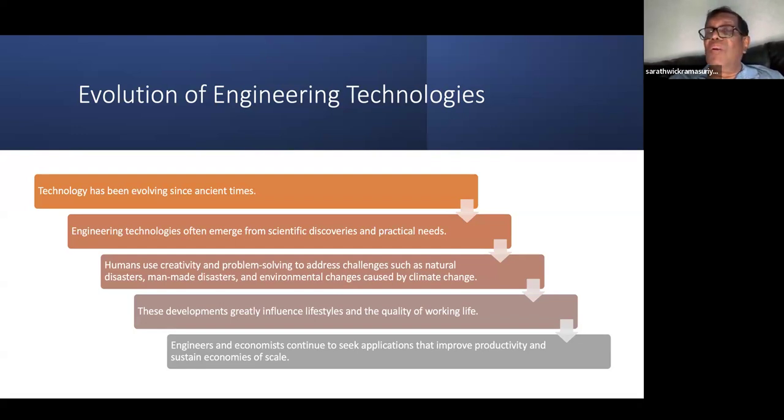And engineers and economists, last point also very important, continue to seek applications that improve productivity and sustain economies of scale. This is the very important word that most engineers have forgotten. Economies of scale means when you use a technology, it supports more activities, and more activities give more benefit. But if you have fewer activities, that product may not benefit.